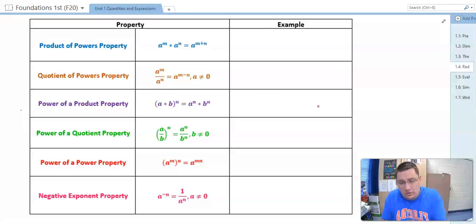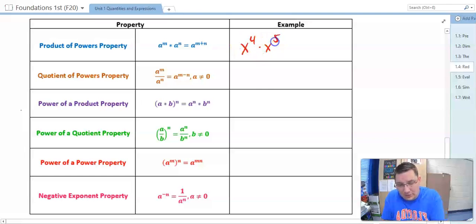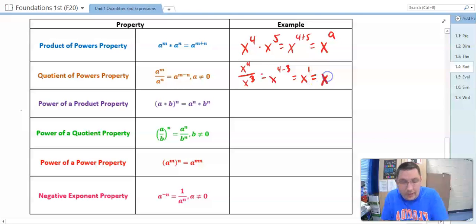And so an example here, if I have x to the 4th times x to the 5th, we're going to add those powers together and get x to the 4 plus 5, which simplifies to x to the 9th, right? Quotient of powers works the same way. And so if I have the same base, x to the 4th over x to the 3rd, I'm going to subtract those powers, so x to the 4 minus 3. And so that gives me x to the 1st, or just x.